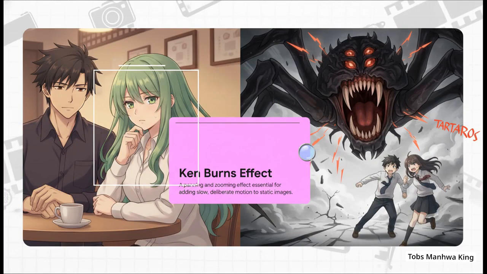The foundational pillar of this motion is the Ken Burns effect. For dialogue scenes, applying that slow panning and zooming effect is pretty much mandatory. But, when a giant spider like Tartaros roars in the distance, a slow zoom just doesn't cut it. To show the monster's raw power, you need to layer on a slight, aggressive camera shake.